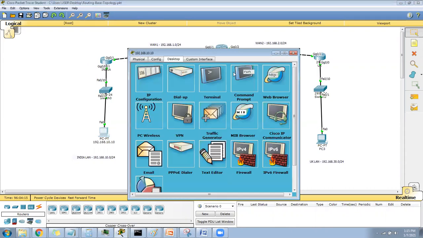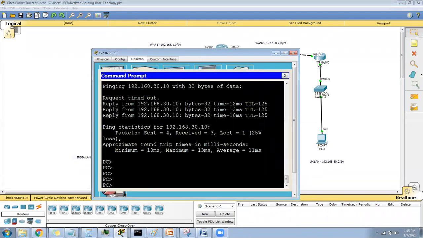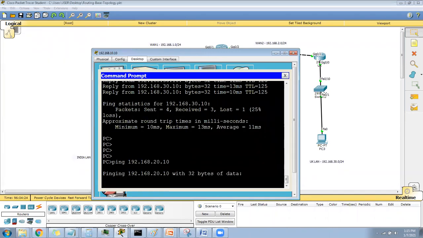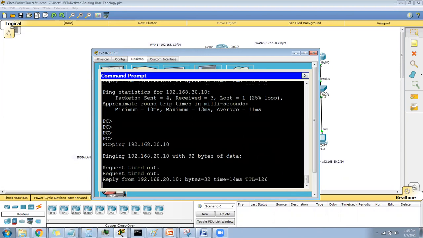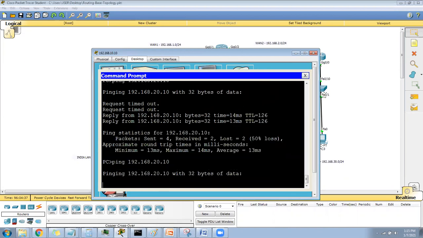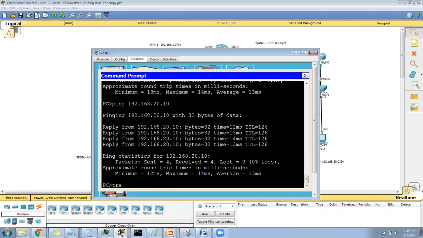Okay. So let me try pinging 192.168.20.10. Yes. Okay, now we are able to ping. So can I trace and check? Always, after ping, see the traceroute command. Remember this command from the machine: tracert 192.168.20.10.